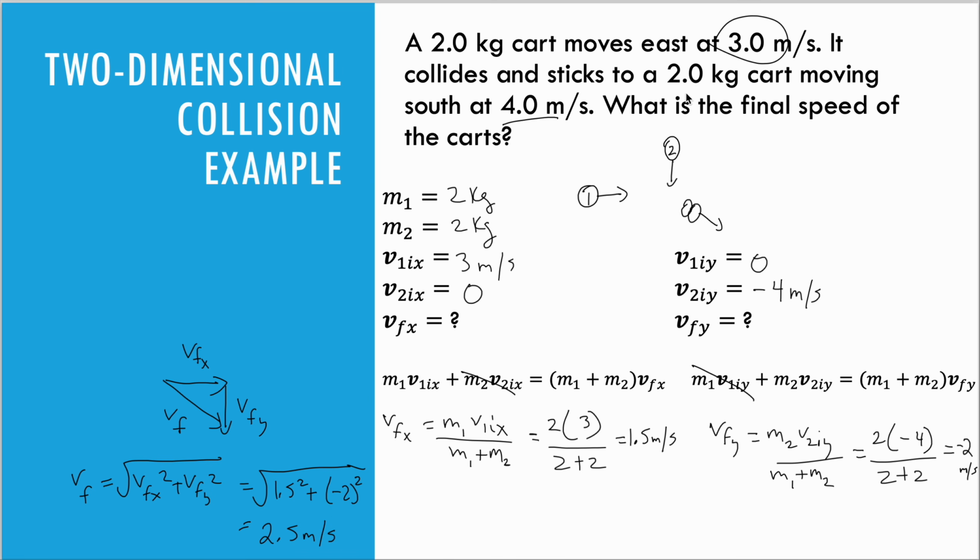Keep in mind that if one of the carts was moving at an angle, let's say cart number 2 was moving this way, when we were defining the initial velocity components, we would have had to find the x and the y components of that velocity. It's just for this example, we didn't have any angles, so the components were easier to find.